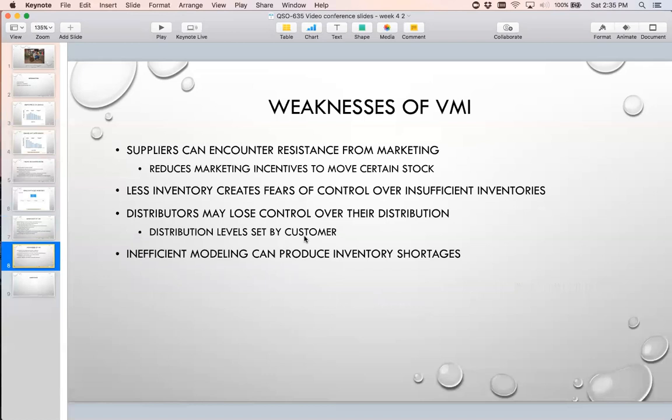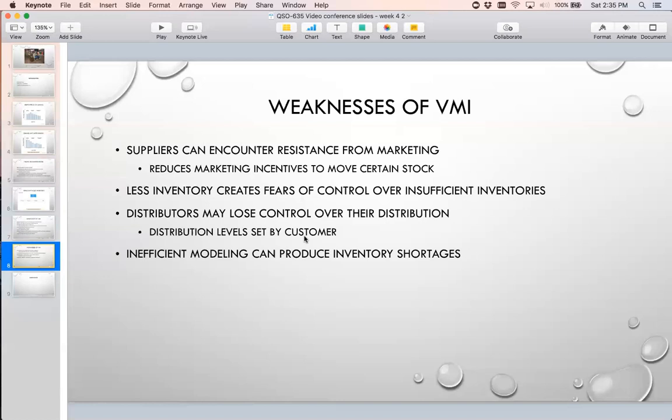Suppliers have a marketing function that basically goes out and tries to sell their product. But in a VMI relationship, the role of marketing is pretty much almost neutered, except for new product introduction. Because one of the things that marketing does is they create promotions of existing inventory. Well, if you have less inventory, then that reduces incentives to move stock.